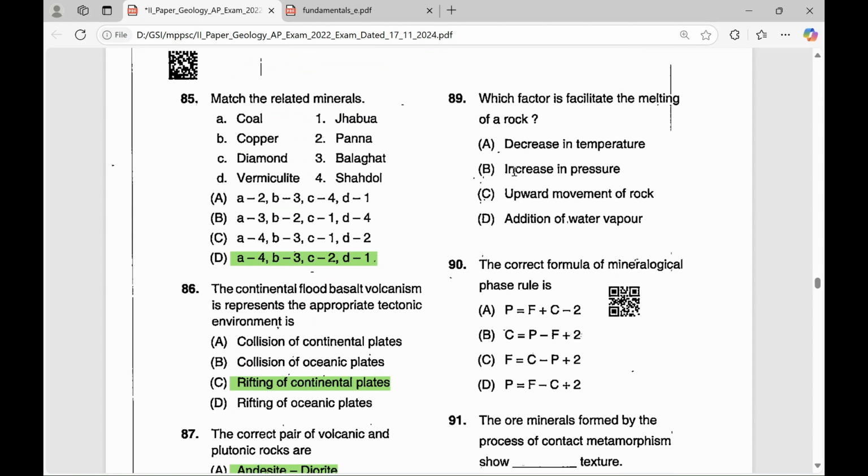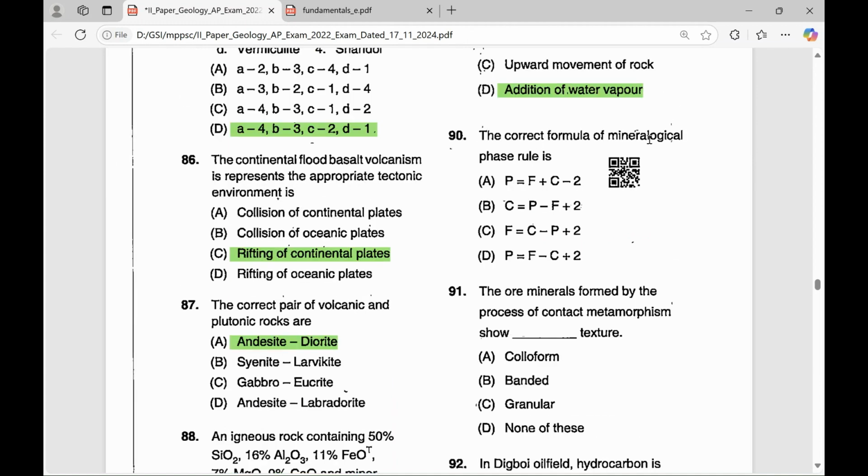Okay, so next, which factor is facilitating the melting of a rock? Options are decrease in temperature, increase in pressure, upward movement of rock, addition of water vapor. D is going to be the right answer. Okay, here the role of volatiles in melting of the rock. This topic is very important in igneous petrology.